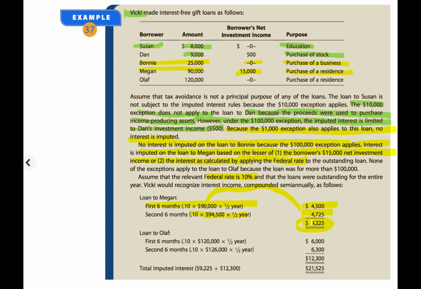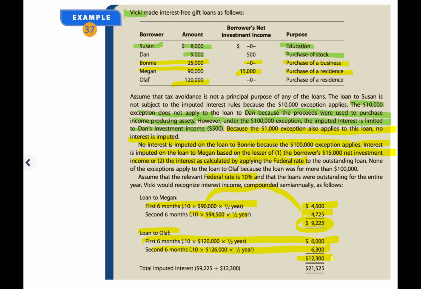Now Olaf, what happens? He cracked the 120, right? So we've got no way of getting Vicky out of having to pay the tax on this. And so we just impute the interest. Sorry, Olaf. None of the benefits apply to him because that loan is too big.